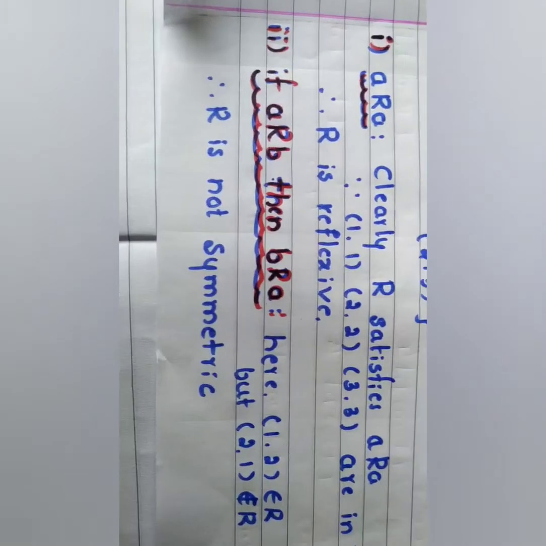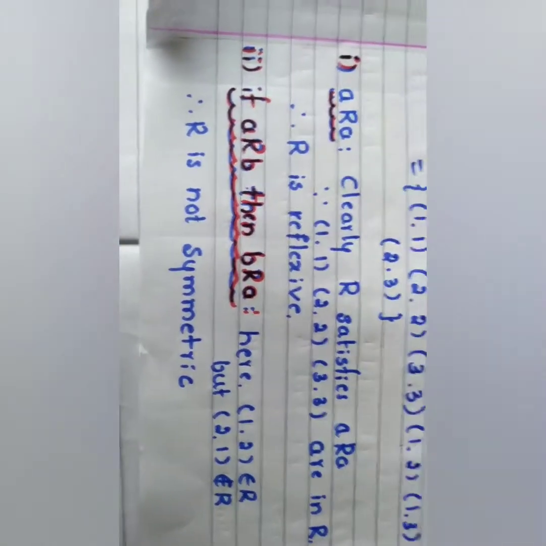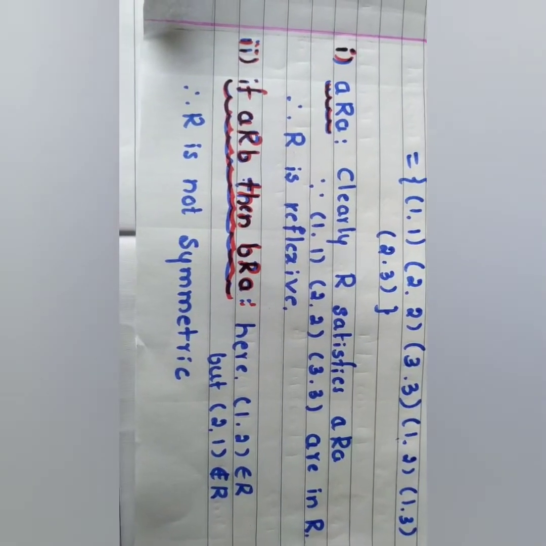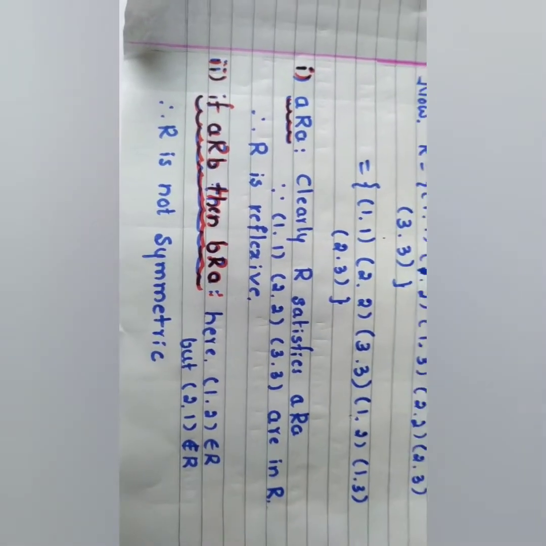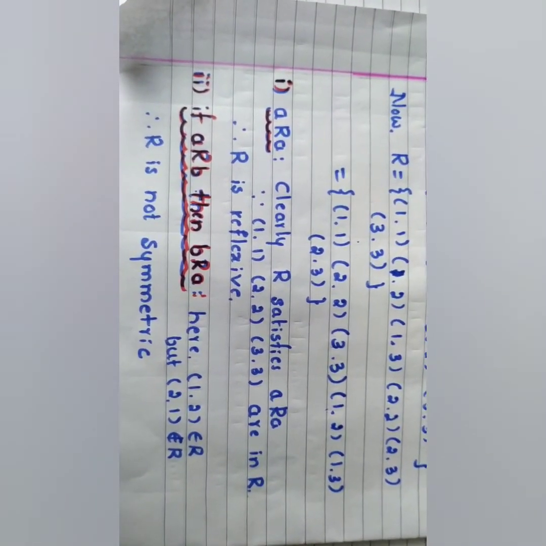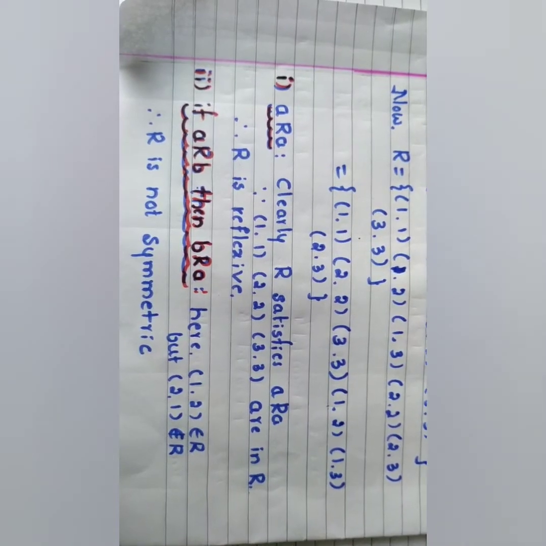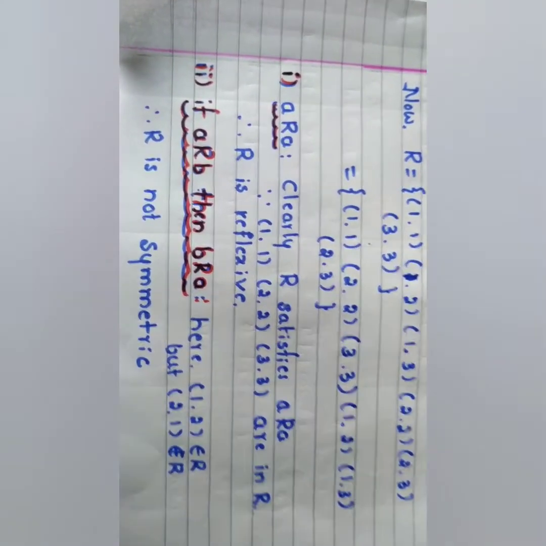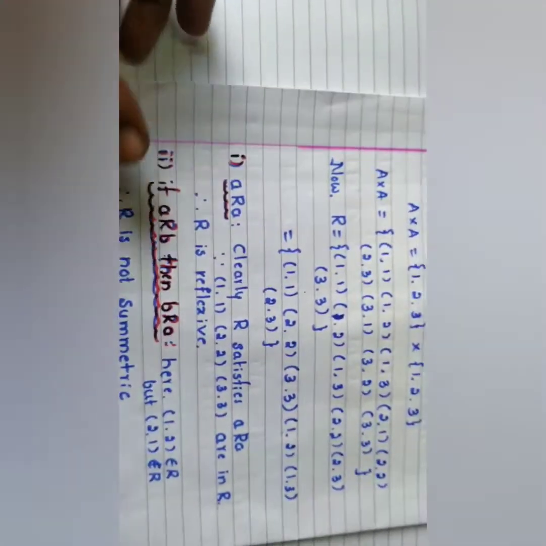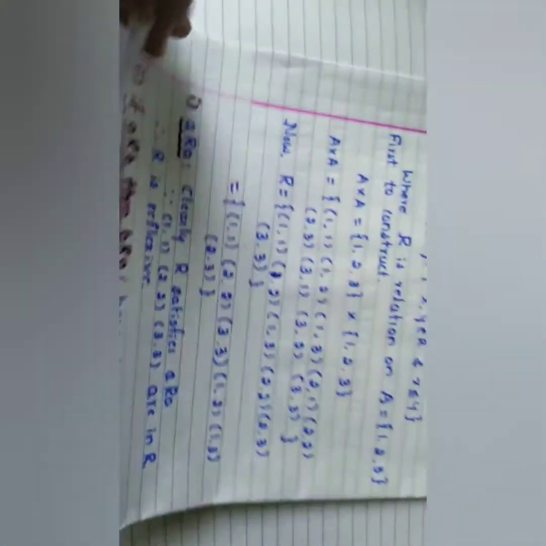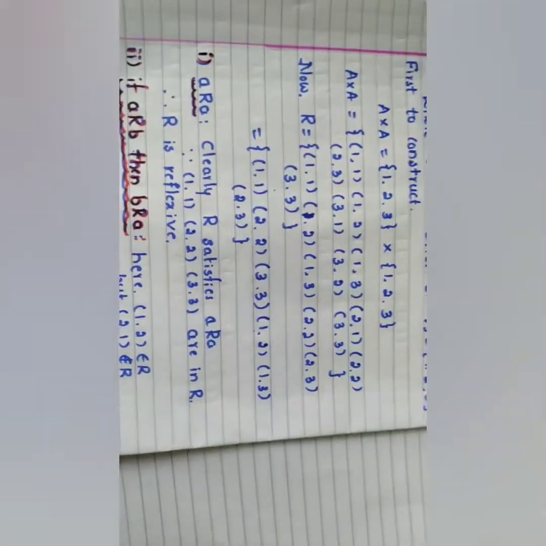Next, to check whether it is symmetric or not. If aRb, then it should be bRa. Here (1,2) is in R, but (2,1) is not in R. Therefore, R is clearly not symmetric. Therefore, the relation R is reflexive but not symmetric.